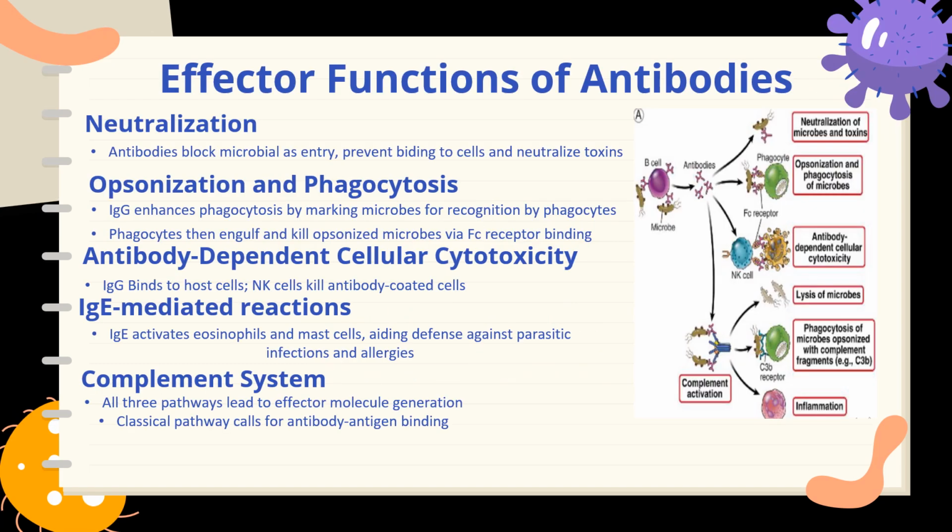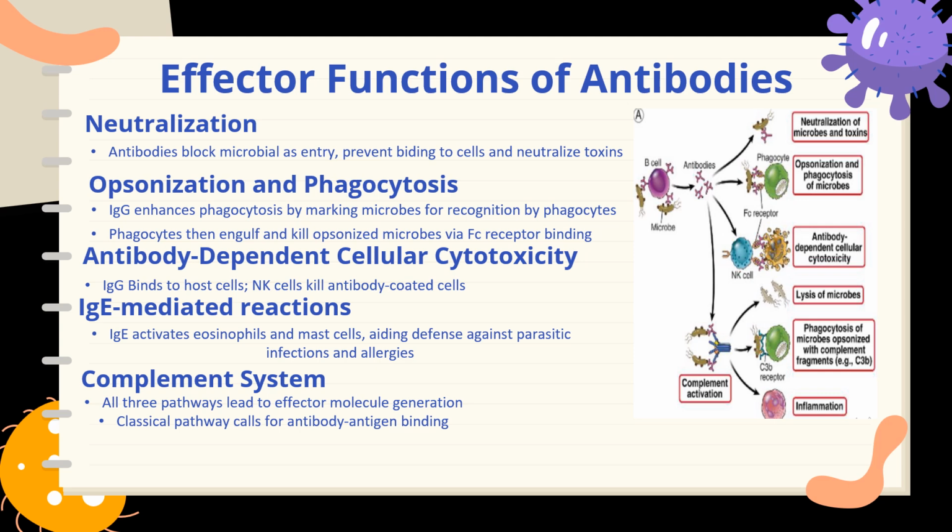Effector functions of antibodies. Antibodies are secreted when B cells are activated. They are able to perform different functions depending on their isotype. Functions of the antibodies include neutralization, opsonization, phagocytosis, antibody-dependent cellular cytotoxicity, IgE cell-mediated reactions, and the activation of the complement system. Antibodies, mainly IgM and IgG, can neutralize antigens in various ways.